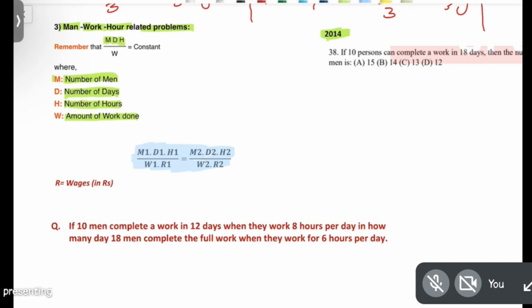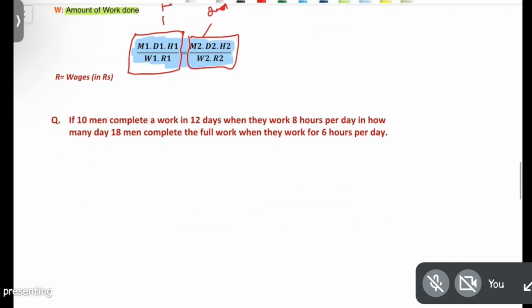Okay, so with that in mind, the reason I am giving you this other formula is that when you are comparing two quantities, I'll be using this formula. The first part on my left hand side is for the first group of people, and this one is for the second group of people. Always remember that.